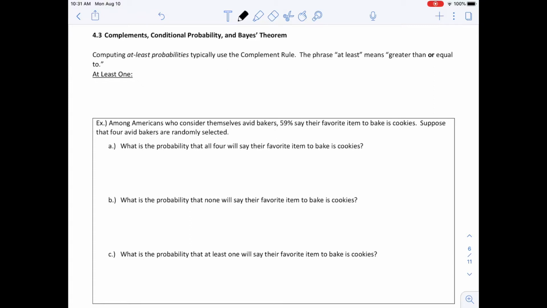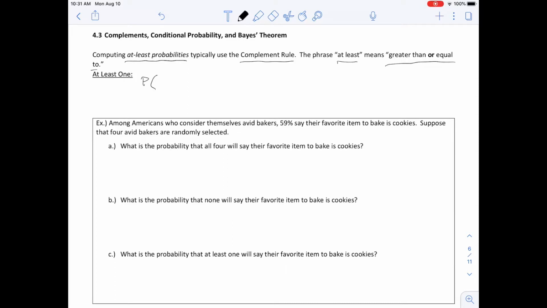We are in section 4.3, complements, conditional probability, and Bayes' theorem. Computing "at least" probabilities typically uses the complement rule, what we discussed last time. And the phrase "at least" means greater than or equal to. So the big one that we focus on is going to be "at least one."